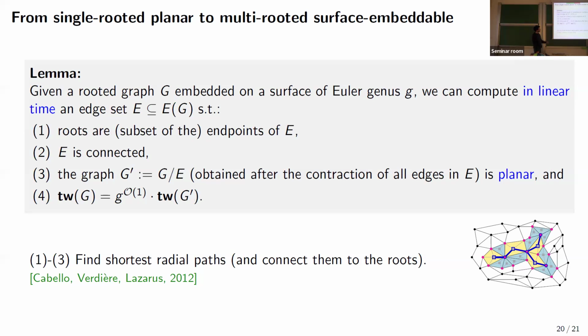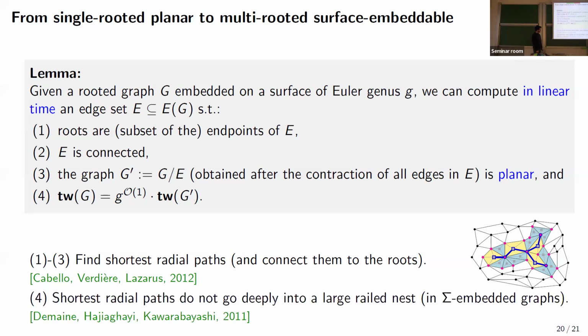Well, for the tree-width bound, we use another result that says that if you have shortest radial paths, and if you have a large railed nest, then these paths, the shortest radial paths, should not go deeply inside this nest. This is a result from Demain, Hazagai, and Kawarabayasi.